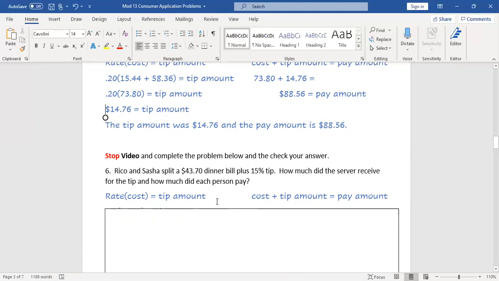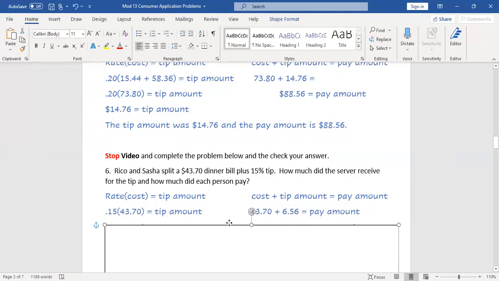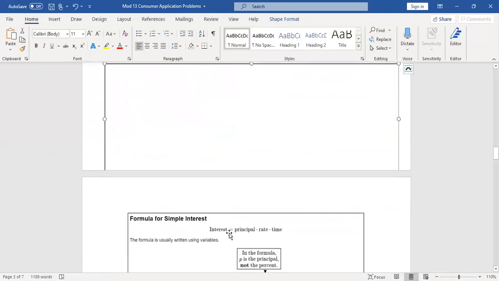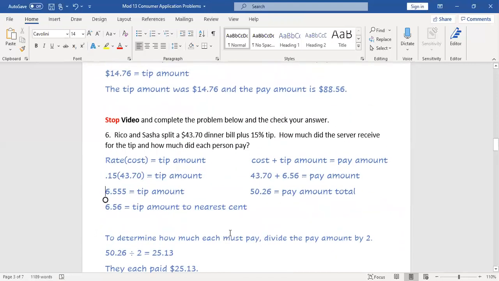So we know how much the bill was because it was already consolidated into one bill, $43.70. And we know what our rate is, 15%. And if we write that as a decimal, we simply drop the percent sign, move the decimal two places to the left, and we have 0.15 times 43.70, which gives us a tip amount of 6.555. But we want to round that value to the nearest cent. So we're going to have $6.56.